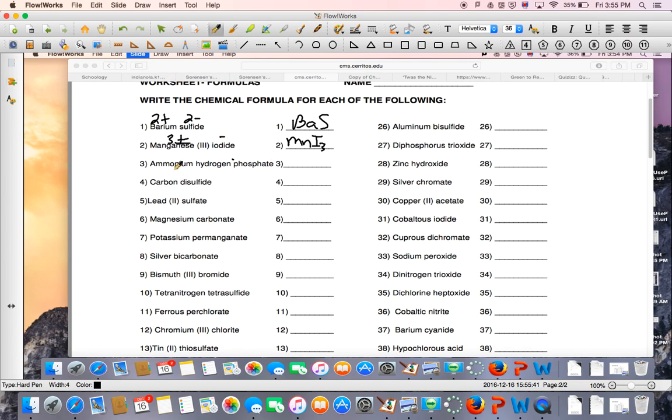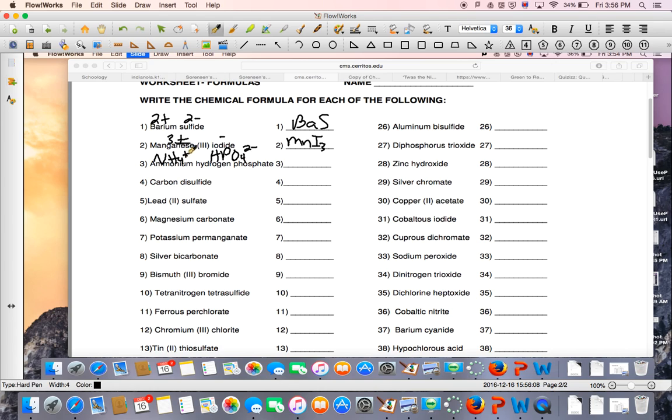Okay, ammonium hydrogen phosphate. Ammonium is on your periodic table as a polyatomic. It's NH4 +1. Okay, if you can see that, +1. And hydrogen phosphate is HPO4, and that's a 2 negative. And these are just coming from the periodic table. They're the polyatomics at the bottom.